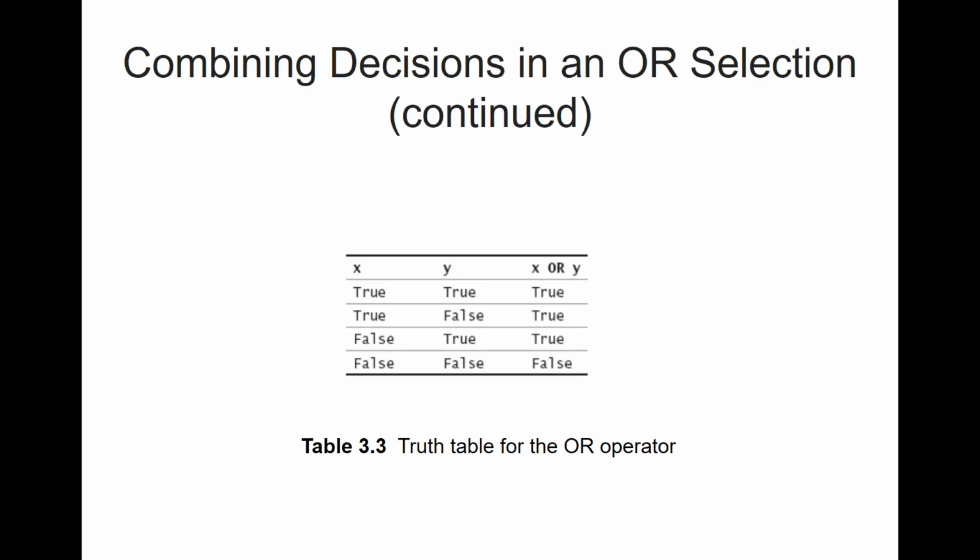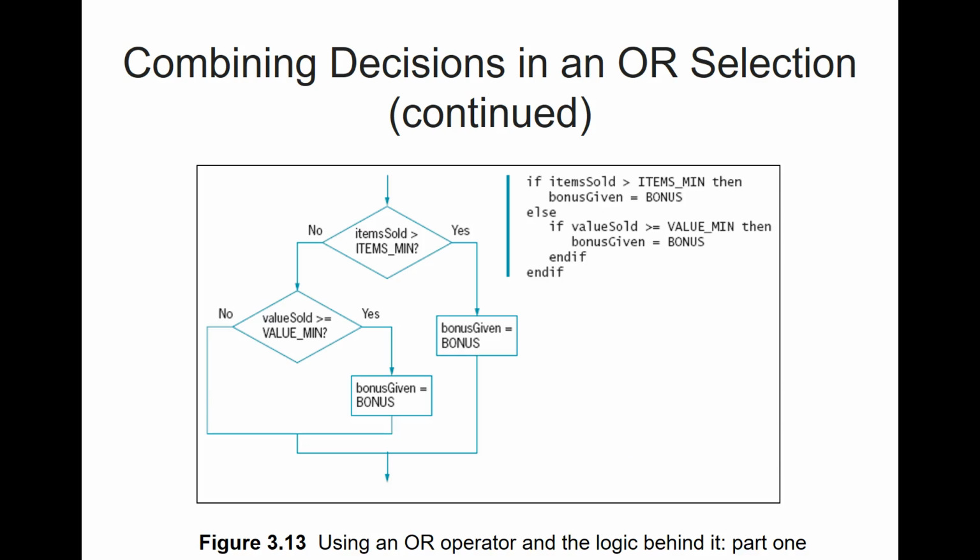So, if both sides are true, the OR is true. The whole expression is true. If we have a true-false, the expression is true. If we have a false-true, it's true. But if we have a false and a false, then the entire expression evaluates to false. So those are our two basic operators we're going to use. And there are some others. But the reality is most of the time we can use an AND and an OR, and we can work around almost any kind of question we want to have.